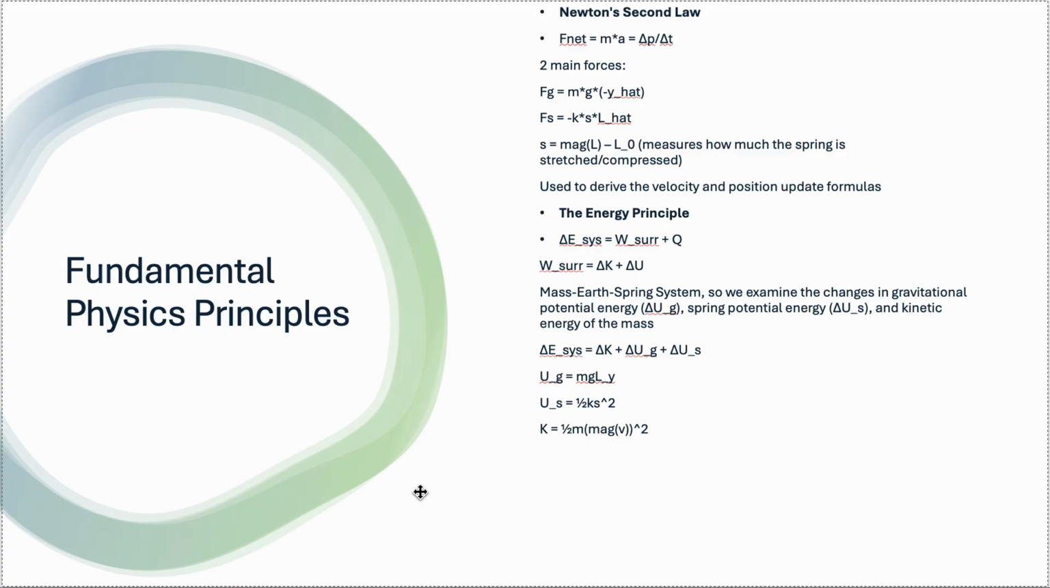And the energy principle just states that the change in energy of the system is equal to the work done by the surroundings plus Q, the heat transfer. And so we know work done by the surroundings is just a change in kinetic energy plus a change in potential energy. There were two potential energies in this system, the spring potential energy and the gravitational potential energy. So you just add that up with the change in kinetic energy to get your change in energy of the system.